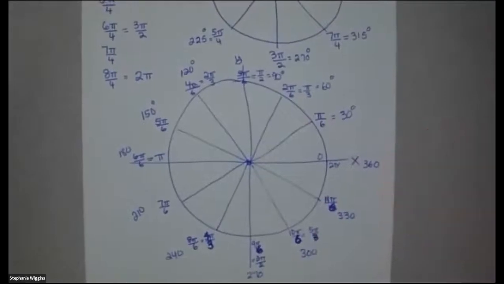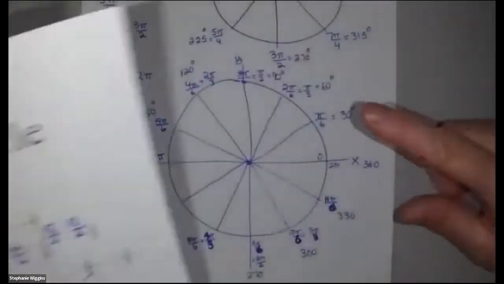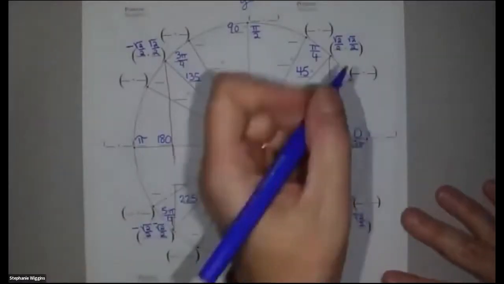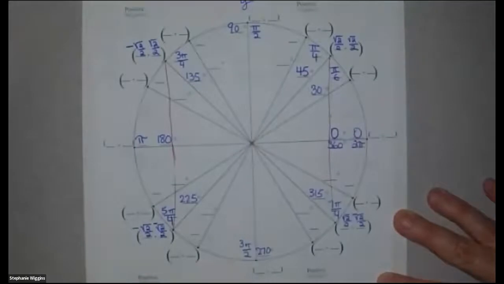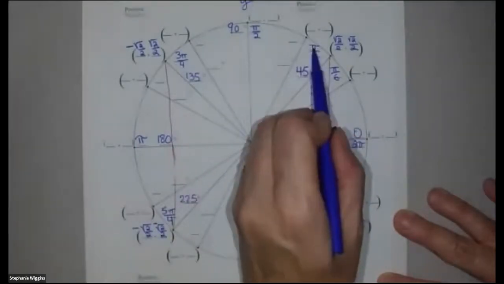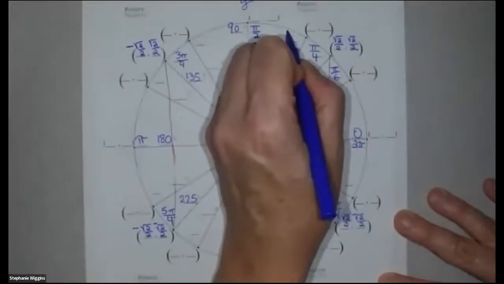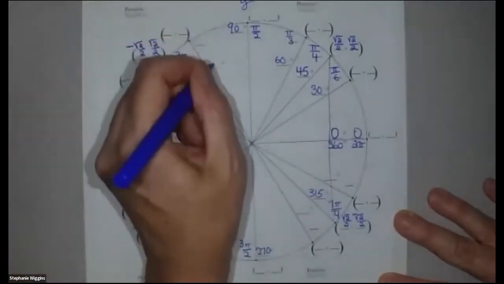Okay? So going back to our chart, we can go ahead and fill in all that information. We've already done the quarter ones. Now we're going to do the sixths. So this becomes 30 degrees or pi over 6. Then we have 45 degrees or pi over 4. 60 degrees or pi over 3. We already filled that in.